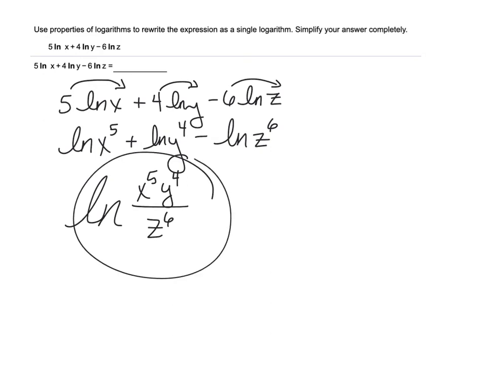This is what they're asking for. Make sure you include the natural log. I've seen people in the past forget to put the natural log and only do the x to the 5th, y to the 4th divided by z to the 6th. But if you don't have the natural log in front of it, you get the whole thing wrong.